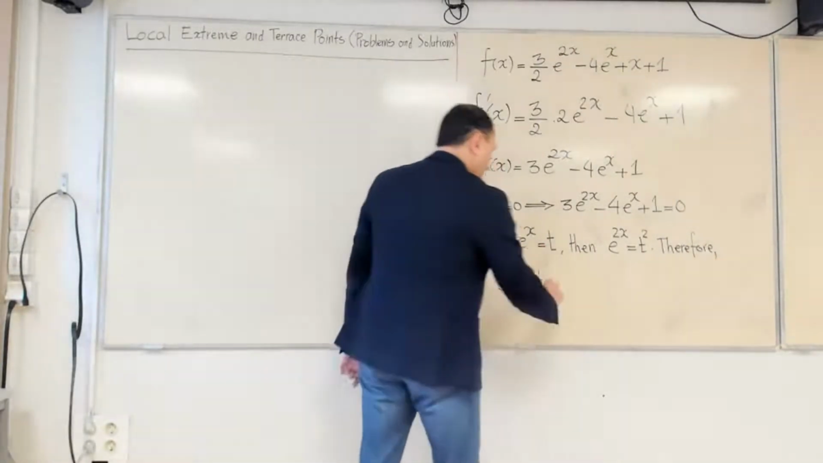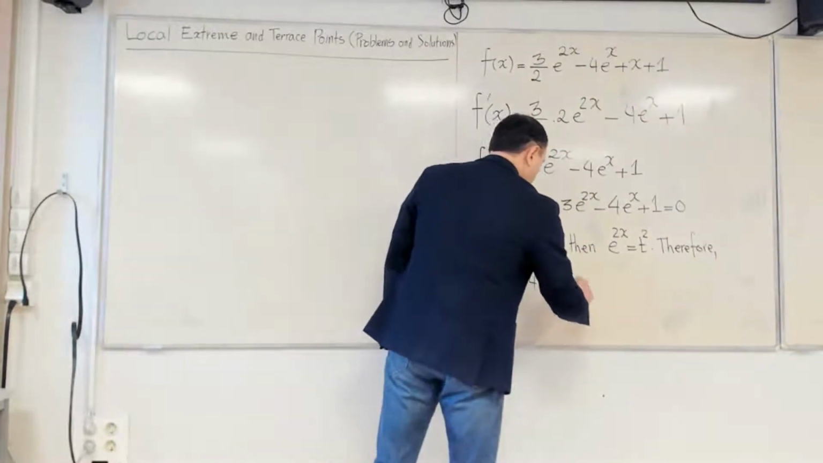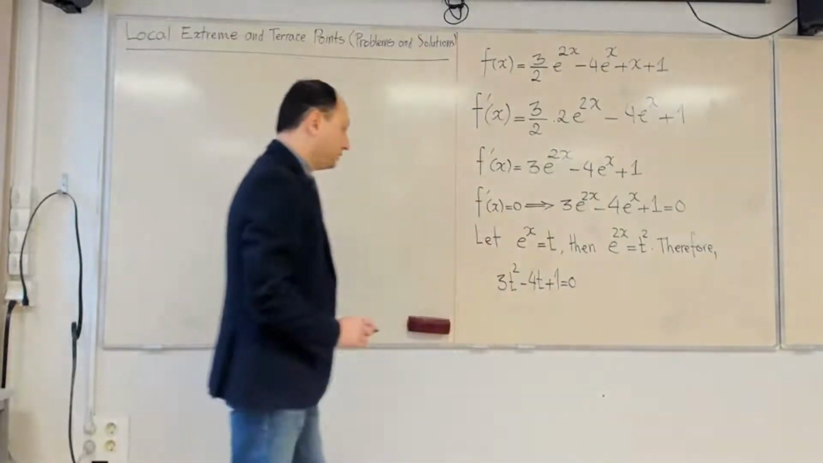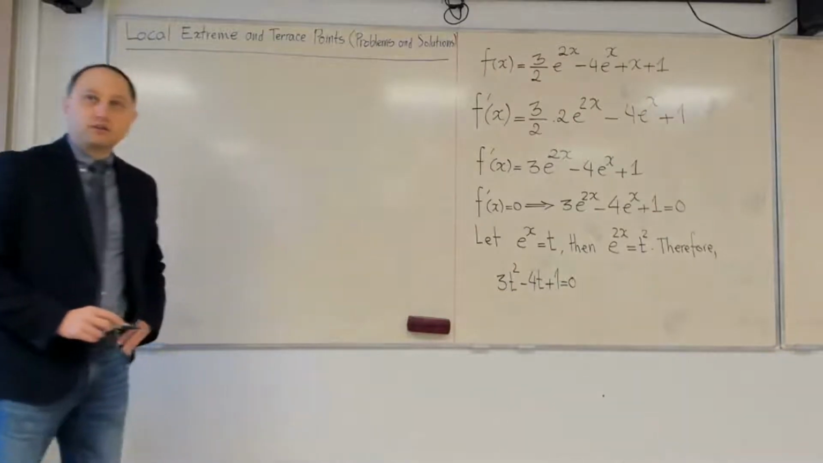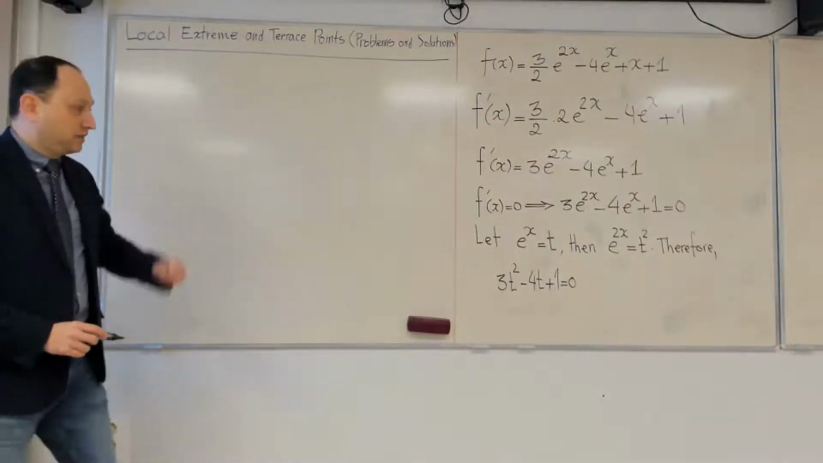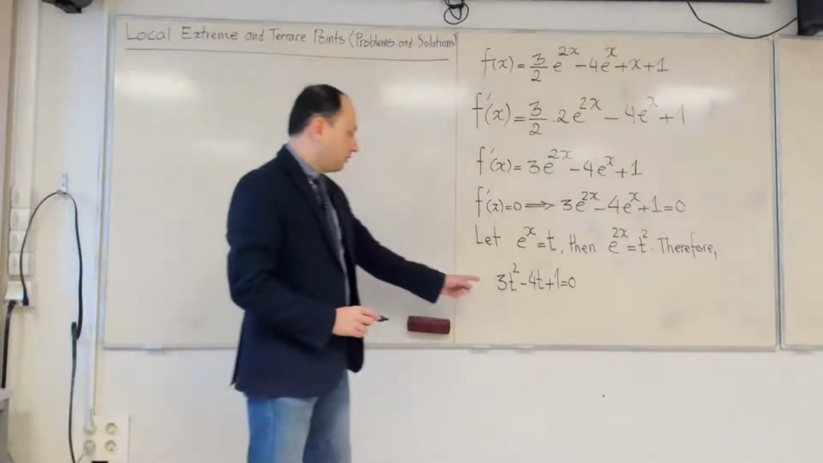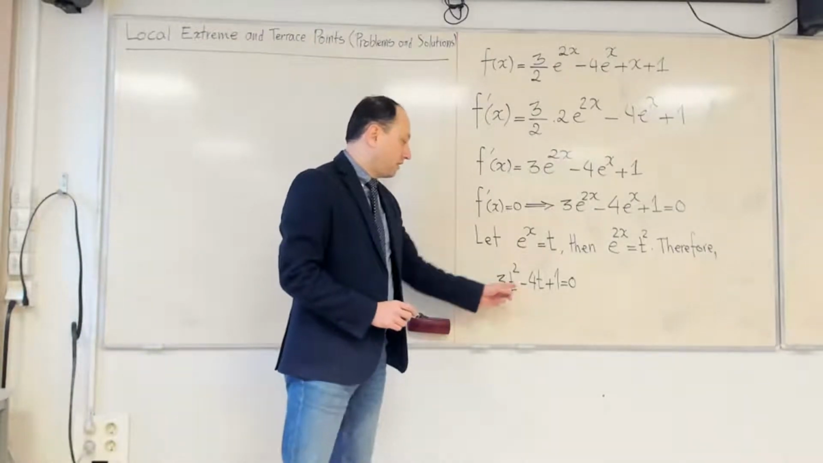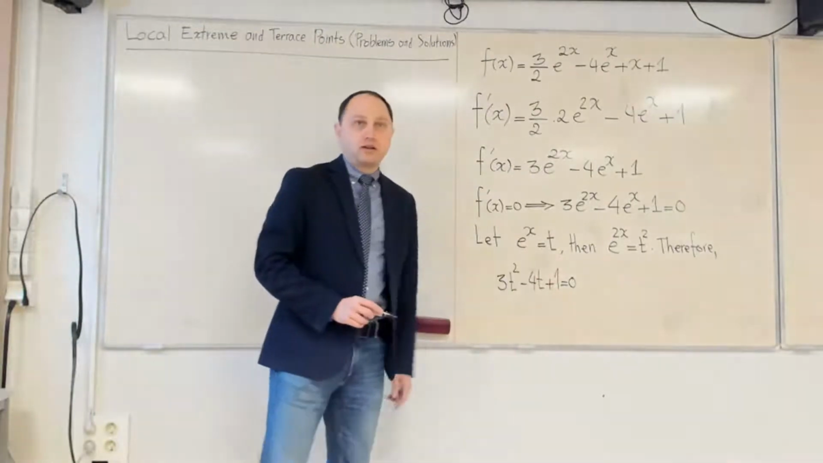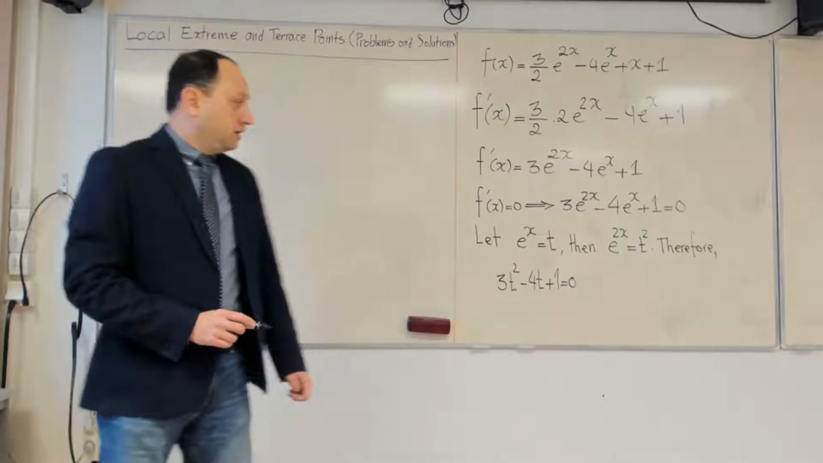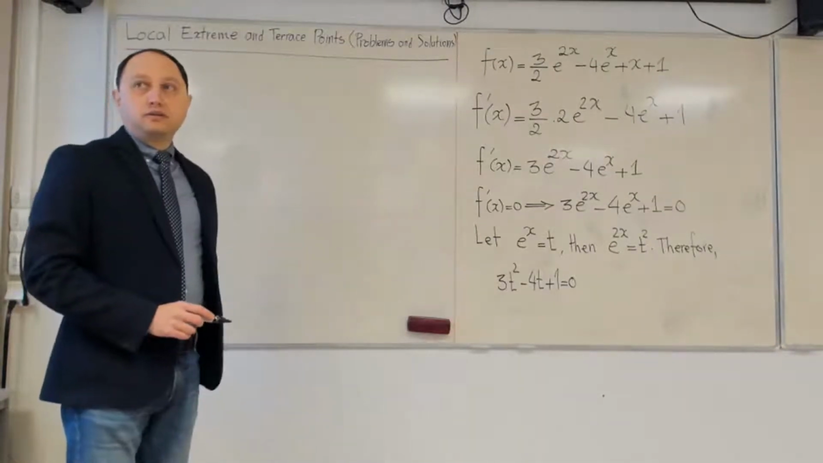And then I have 3t squared minus 4t plus 1 equals 0. But this is not a big problem for you. It's just a simple quadratic equation. I prefer to use the ABC formula because if I want to use the PQ formula, I have to divide by 3 first, and I have to deal with fractions. Any questions so far?